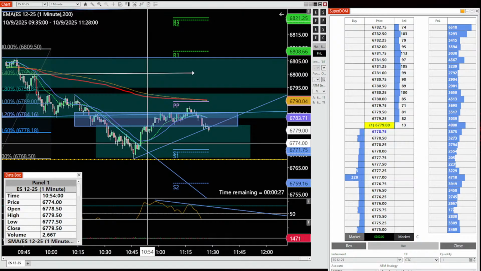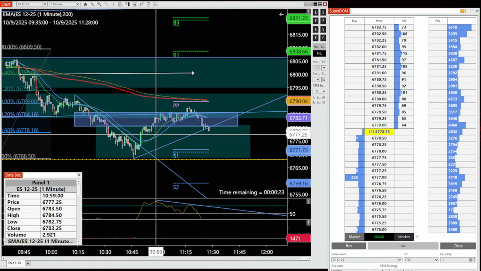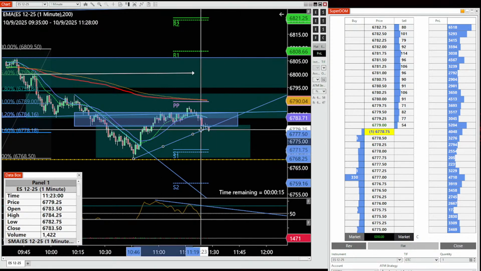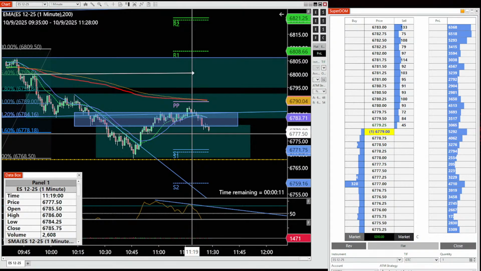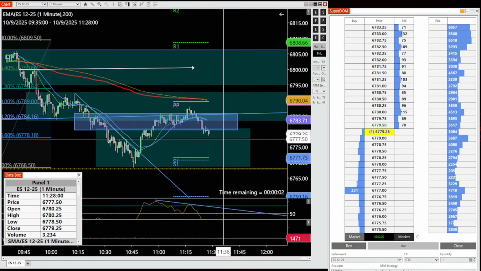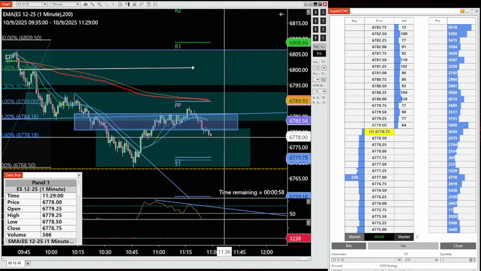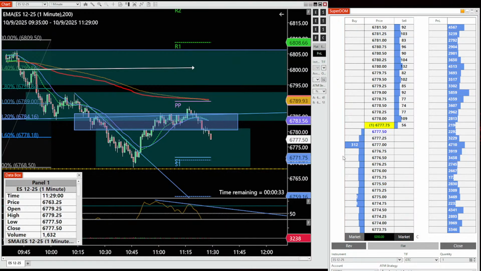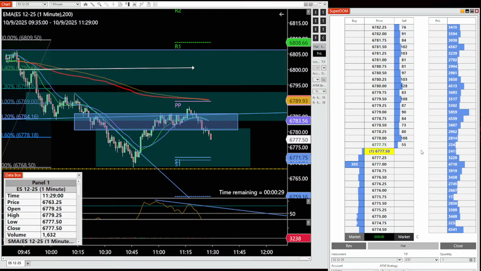Bounce off of 77.50 here, and also 77.50 here. Somebody trying to hold 77.